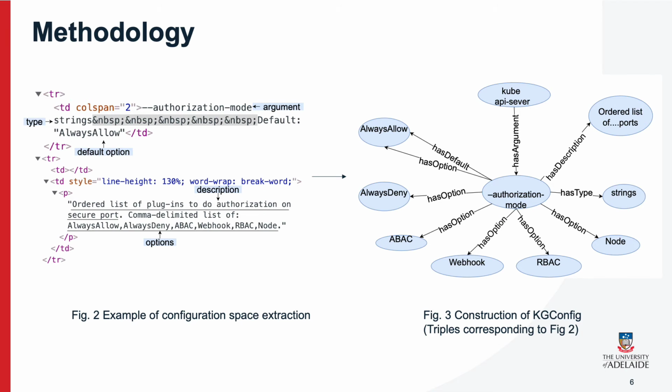In the left side of the figure, we can see an example of configuration space with argument, type, default options, descriptions, and available options. With this information, keeping arguments as the root node, we built an initial configuration knowledge graph which is shown at the right side of the slide.